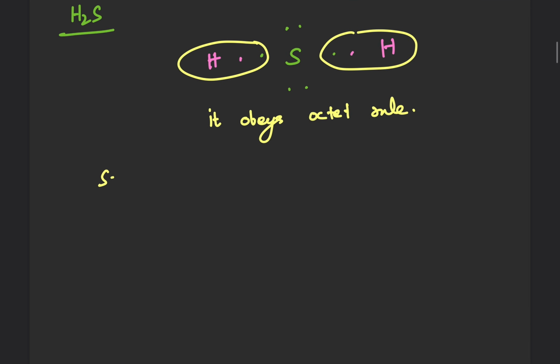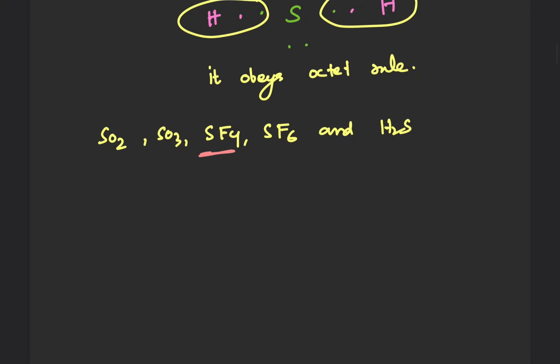So therefore out of SO2, SO3, SF4, SF6 and H2S, in SF4 and SF6, S does not obey the octet rule. So statement 1 says that the number of compounds in which sulfur does not obey the octet rule is 3. No, it is 2. So therefore statement 1 is false.